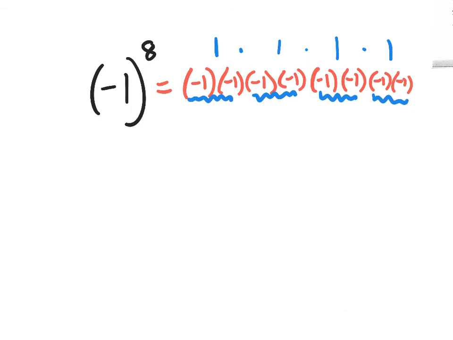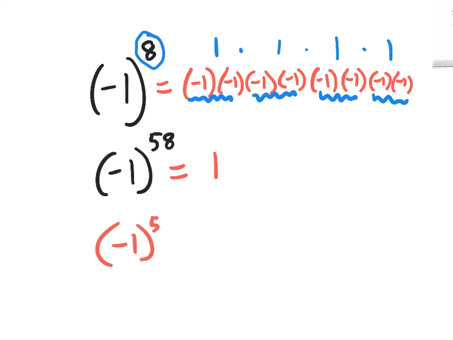Why did they pair up? Because the exponent is even. Even means that it's divisible by 2. That means you're going to be able to pair them up, and a negative times a negative is a positive. So whenever you have negative 1 to the 58th power, I'm not going to write this 58 times, but I know that the power is even. That means I want to be able to pair them up, right? Which means that the whole thing is what? Positive 1. That's right.